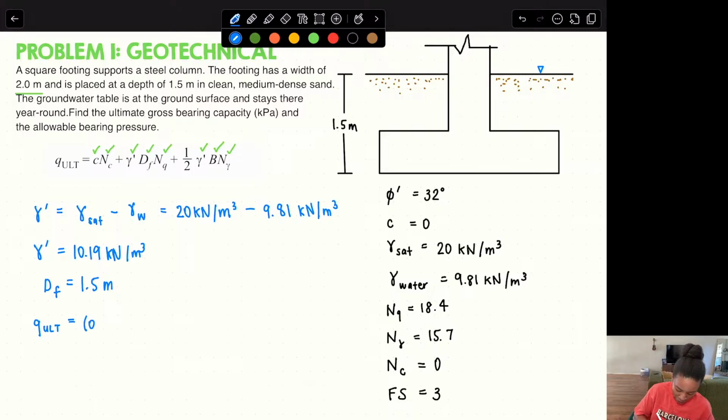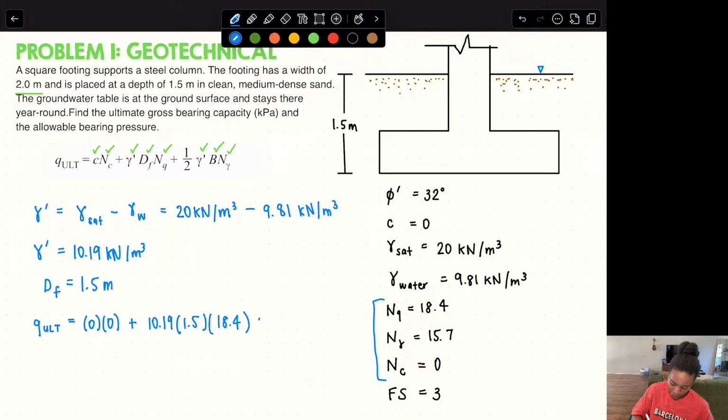But let me just write it so you all can see. 0 times 0 is 0 plus 10.19 times the depth of the footing, 1.5 times N sub q, which is 18.4. Again, these are given right here.